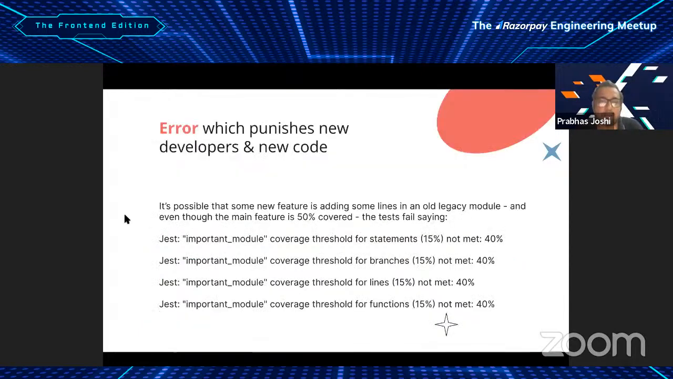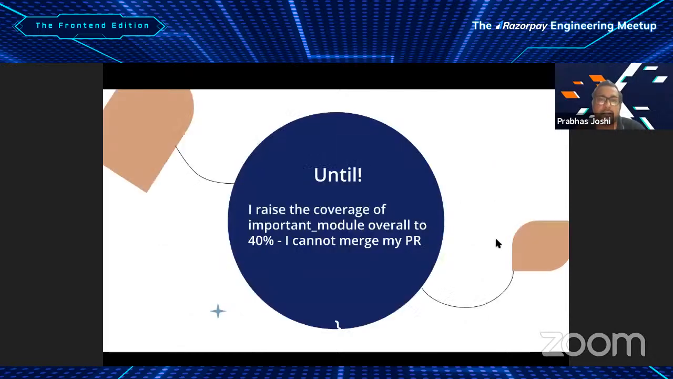So these are some of the errors that come up. And this is a very common use case: you have a new folder, a new feature, and 90% of your code is in that new folder. And let's say you change 5 or 6 lines, or 10 lines, in some existing code which is not very well covered. Okay, so you will get this kind of error that the important module is not covered, because it is required to be at 40, but it is at 14 right now, right? So until I raise the coverage of the important module to 40%.